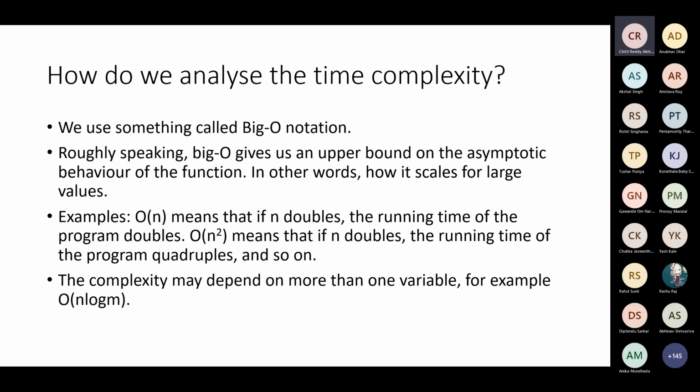Now, if we have O of n squared, we say that is a quadratic runtime. That means if n doubles, the runtime of the program will go up 4 times. We can also have complexities with more than one variable.